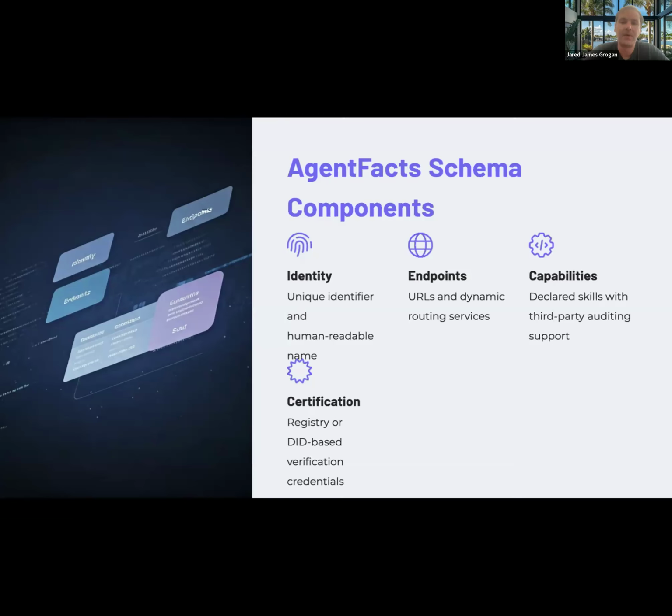The schema components include identity, endpoints, capability, and certification, as you can see here. You can go to the next slide, Pradyumna. This is an example of the agent facts and what it comprises. I'll just mention the problems that this solves for us.